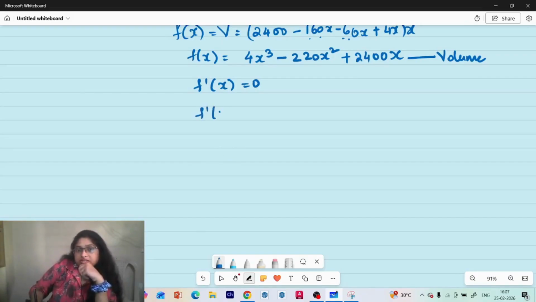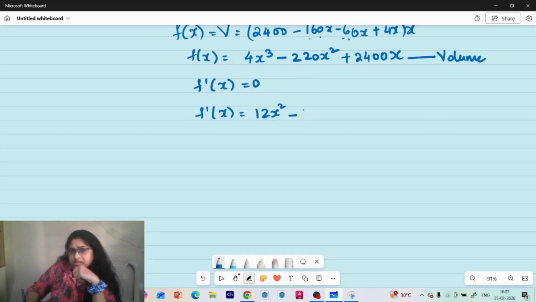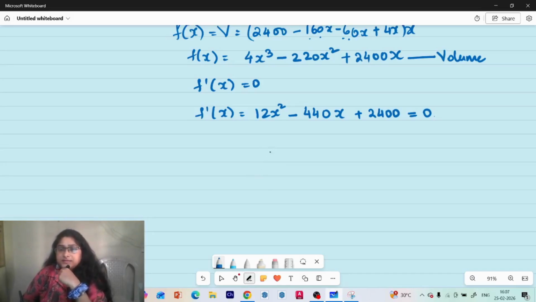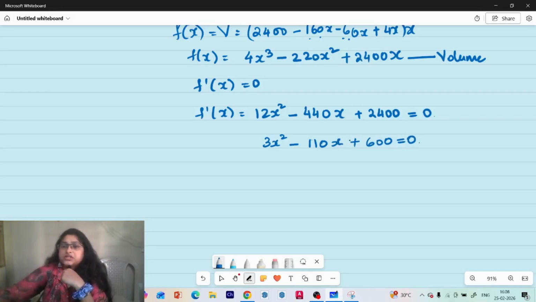So what is f dash x? 12x square minus 440x plus 2400. We have to equate it to 0. Correct? Alright. Now, this should be divisible by 4, so let's divide it by 4. We will get 3x square minus 110x plus 600 equal to 0. Now we can solve this quadratic equation.